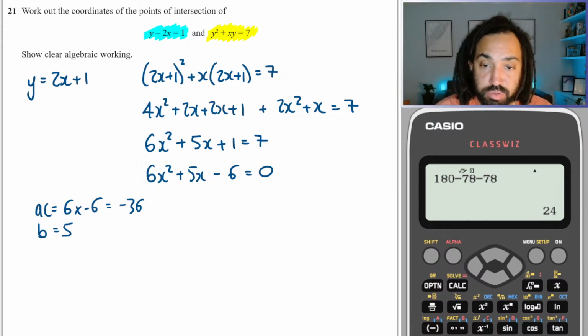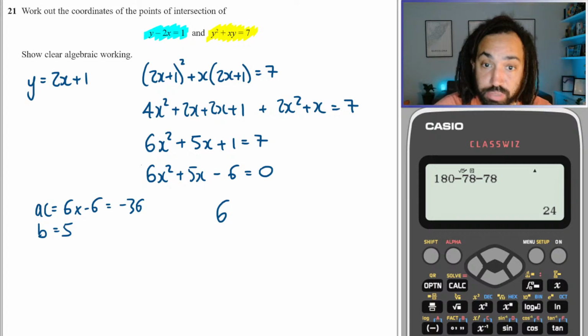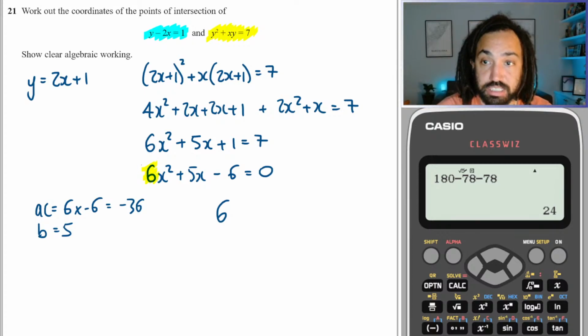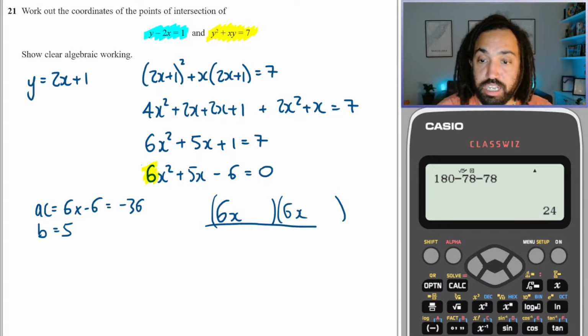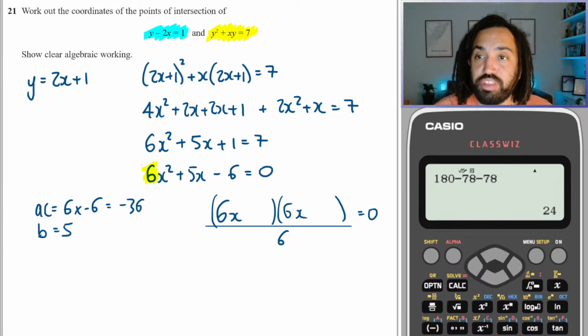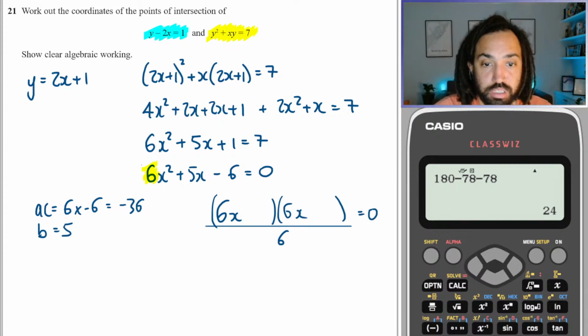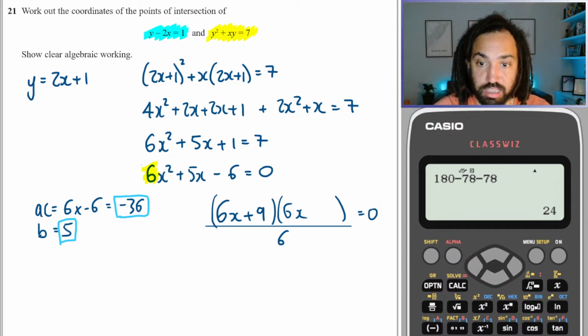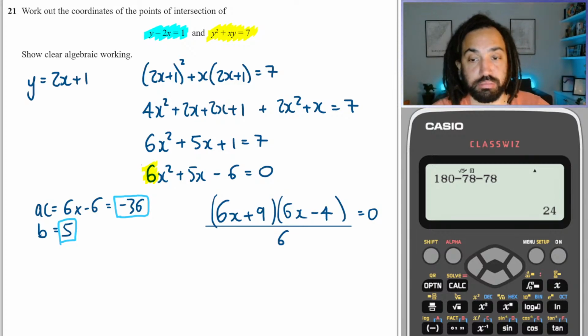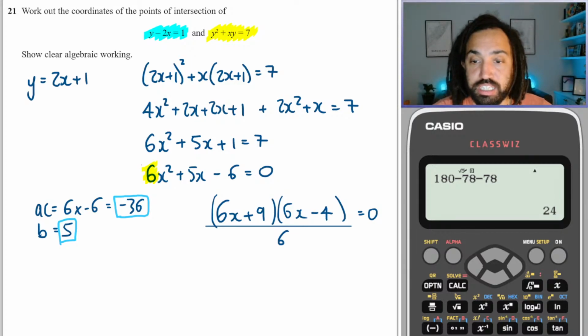Okay, so what we do is, because the A term is 6, we write in both brackets 6x, and we divide the whole thing by 6. And then we need to find two numbers that multiply to make minus 36 and add to make 5. So those would be positive 9 and negative 4. They do the job. Okay, now how do we divide these two brackets by 6?